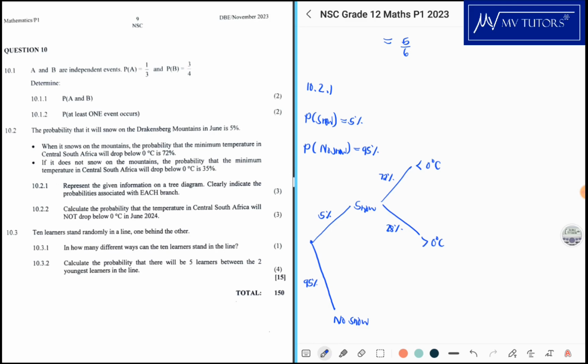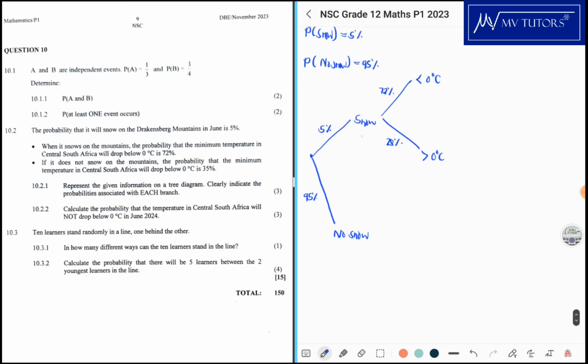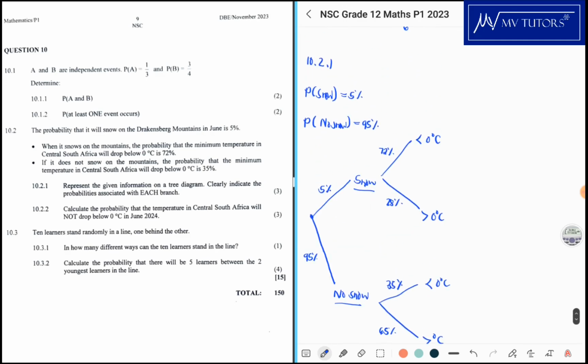Now it says if it does not snow. So this is the snow scenario, this is the no snow scenario. If it does not snow, the probability that the minimum temperature will drop below 0 degrees Celsius is 35%, meaning if it's above 0 degrees, that would be 65%. So that is our tree diagram. Yeah, that's it. That is 10.2.1.